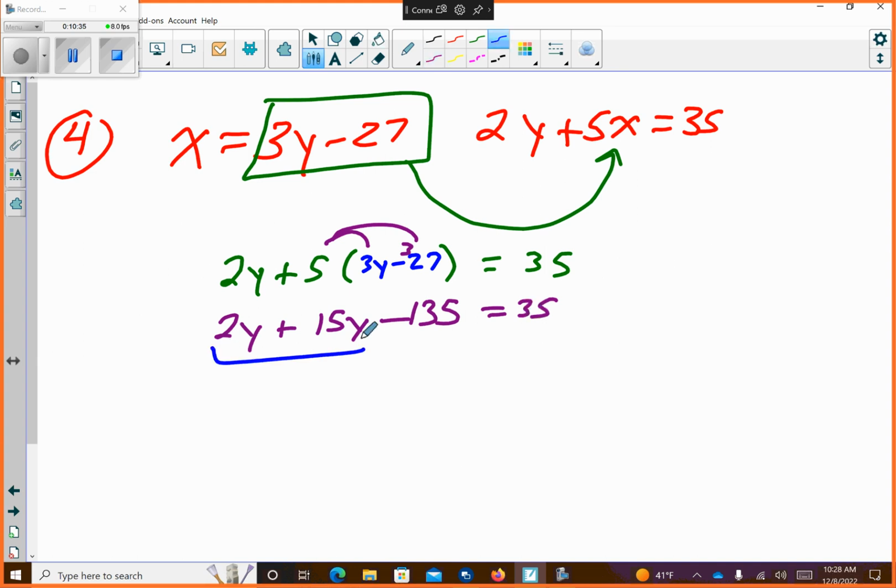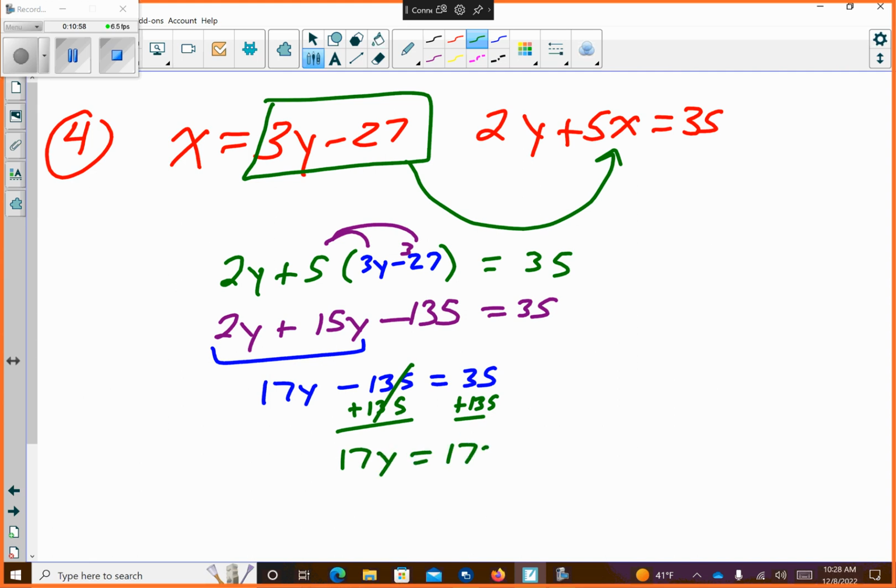All right. These are like terms. That gives me 17y. Now, a lot of people might shy away from doing this problem because they're like, dude, I got 135. Okay, maybe it'll come out nice. I don't know. Let's see. Add 135. Agree? So 17y equals 170. Oh, I think this is going to work out real nice. What does that come out to? 10. Oh, that's a nice answer. So I get a 10 right there.